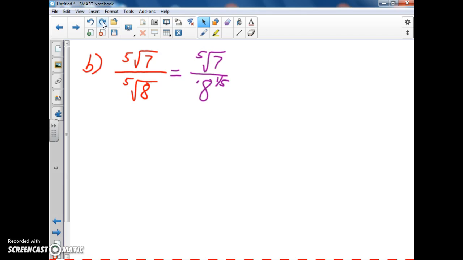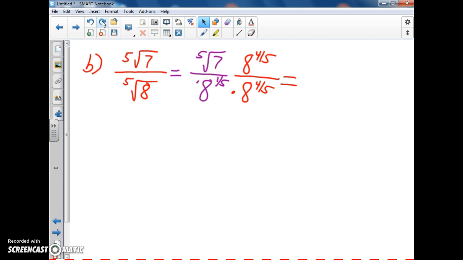Now think about this a second. I'm going to change this into just plain old ordinary 8. What do I have to multiply 8 to the 1/5 by to make it into just 8? 8 to the 4/5. Very good. 8 to the 4/5 times 8 to the 1/5 is 8 to the 4/5 plus 1/5, which is 8 to the 5/5, or 8 to the 1, or 8. Makes sense? So it's 8 to the 4/5 on the bottom and 8 to the 4/5 on the top.